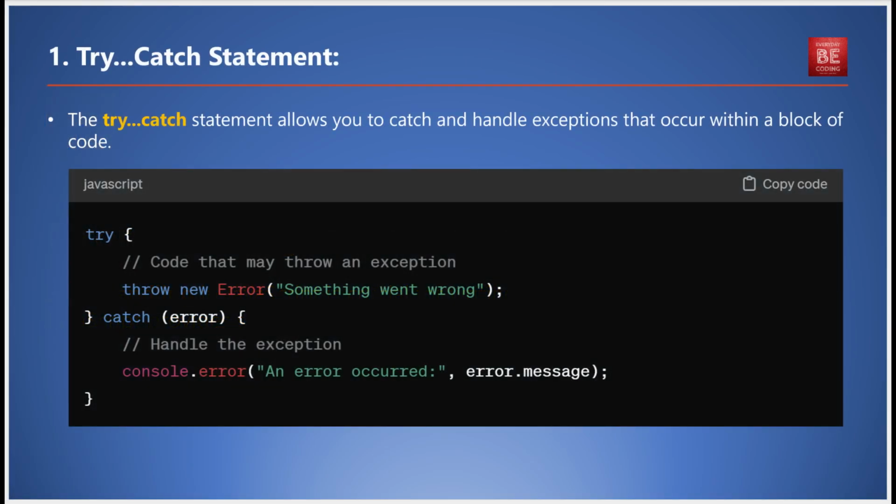First on the agenda is the try-catch statement. This statement is your best friend when it comes to catching and handling exceptions that occur within a block of code. Imagine there's a section of your code that might throw an exception. You can wrap it in a try block. If an error does occur, the catch block swoops in, handling the exception and preventing your program from crashing.